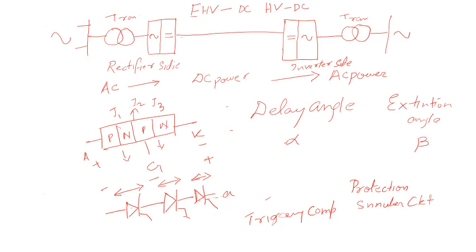So you can define that a delay angle is expressed in electrical degrees from the zero crossing of the idealized sinusoidal commutating voltage to the starting of forward current direction, right? So this is your sinusoidal voltage, and from where the current starts, that is your alpha, right? So this is your alpha, that is your delay angle.